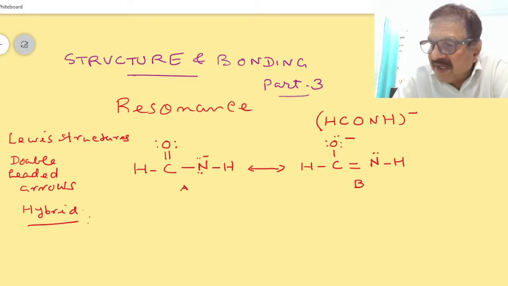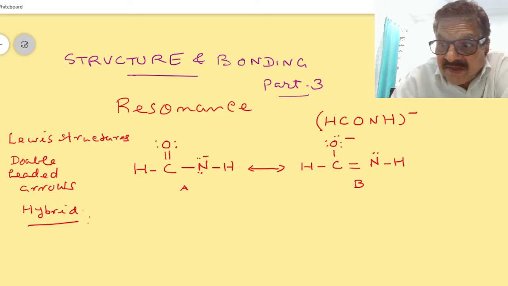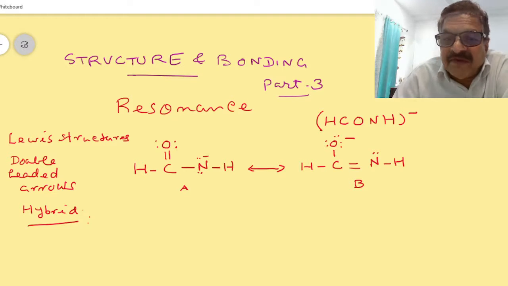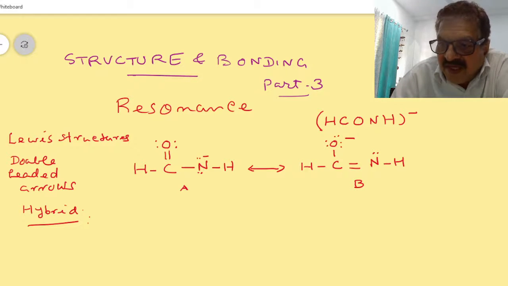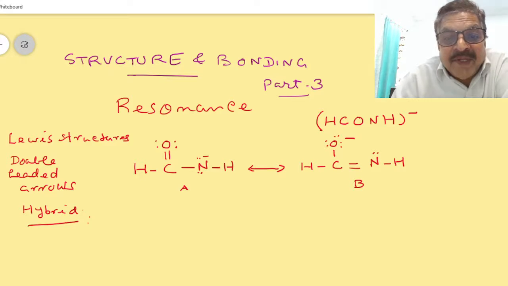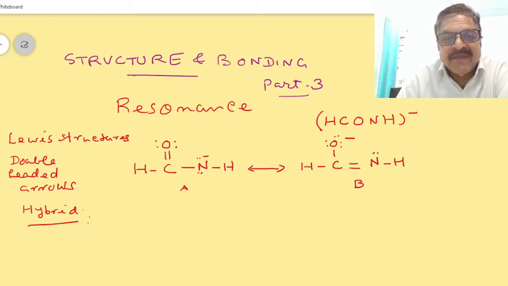So, the resonance hybrid: an individual resonance structure does not accurately represent the structure of a molecule. The hybrid means it is some combination of the individual resonance structures. Now, we are using a double-headed arrow here. It doesn't mean they are in equilibrium. People may mistake that these two structures, A and B, are in equilibrium. No. The double-headed arrow doesn't mean it is in equilibrium.